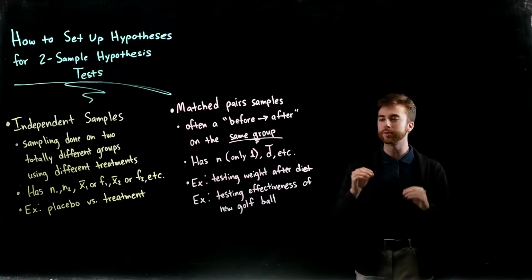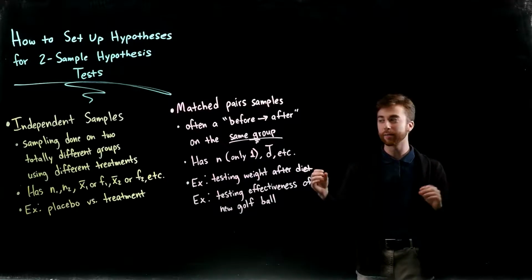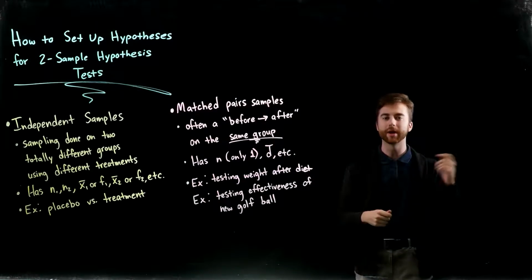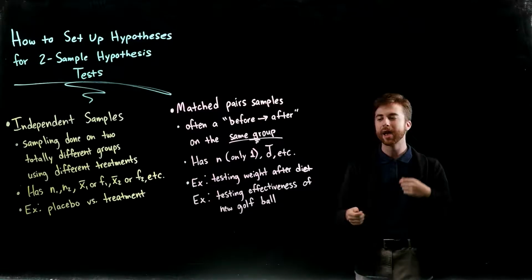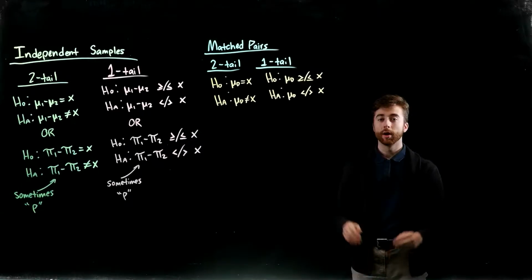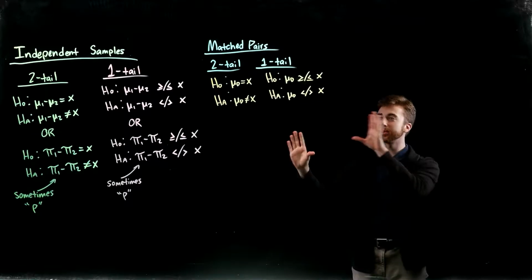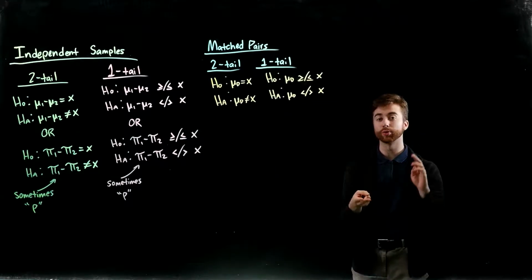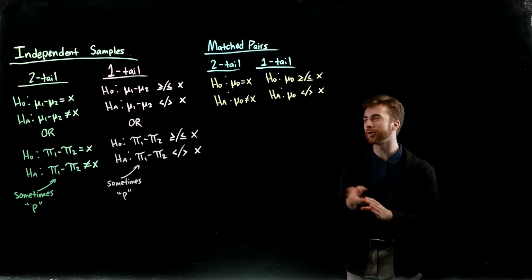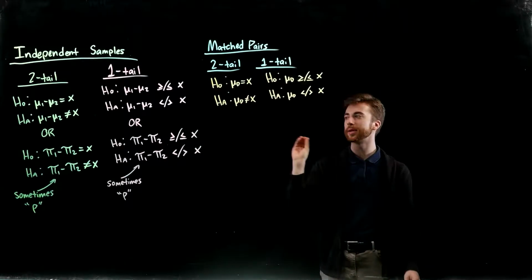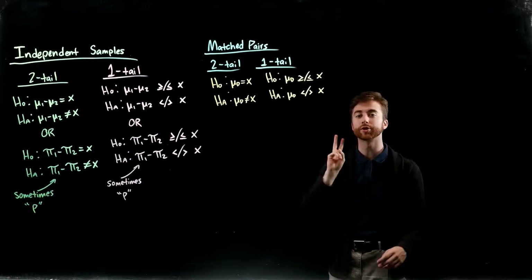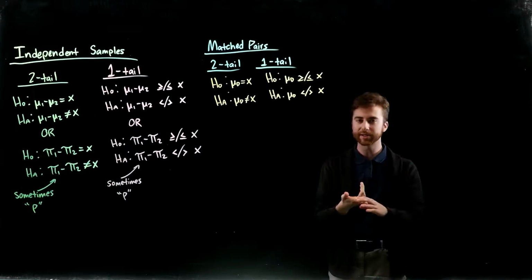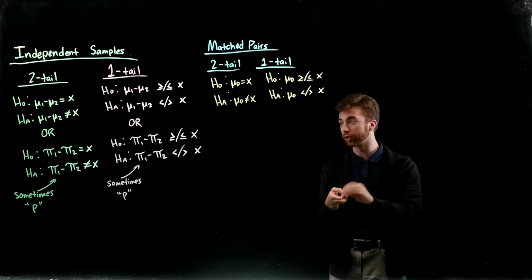I'm going to briefly show you the overall standard setup for these hypotheses, and then we'll do another video to actually go over a few examples of how to practice setting them up. Okay, everyone, so these are just the standard setups that you're going to use for independent samples and matched paired samples whenever dealing with two sample hypothesis tests. So let's start with the independent samples and the two-tailed tests. First of all, there are two different ways you can do it based on whether you have a mean-based problem or a proportion-based problem.